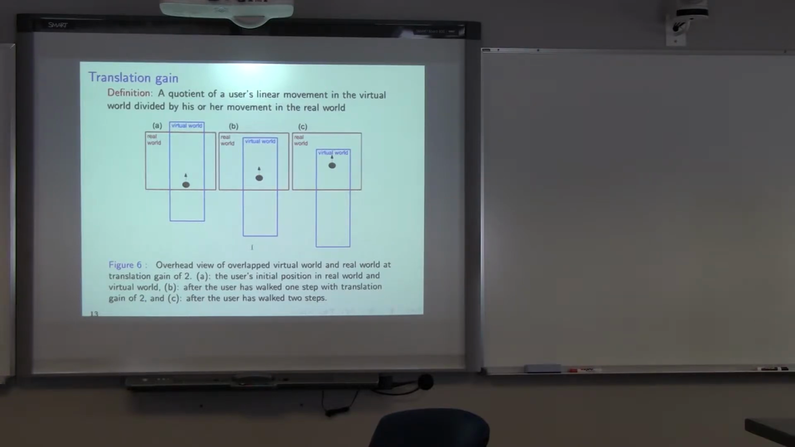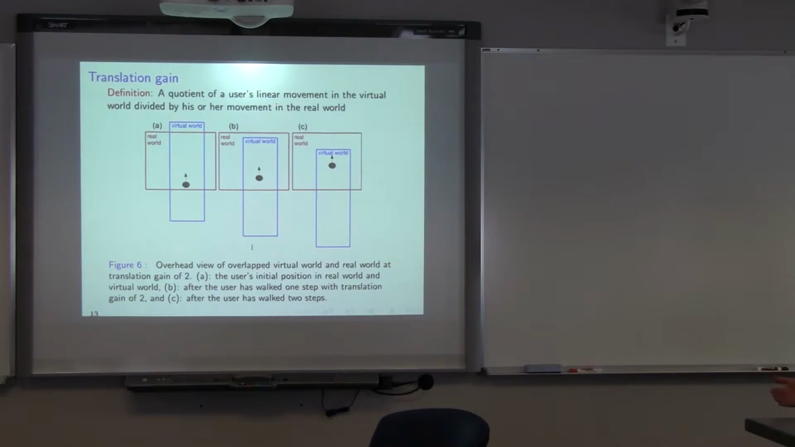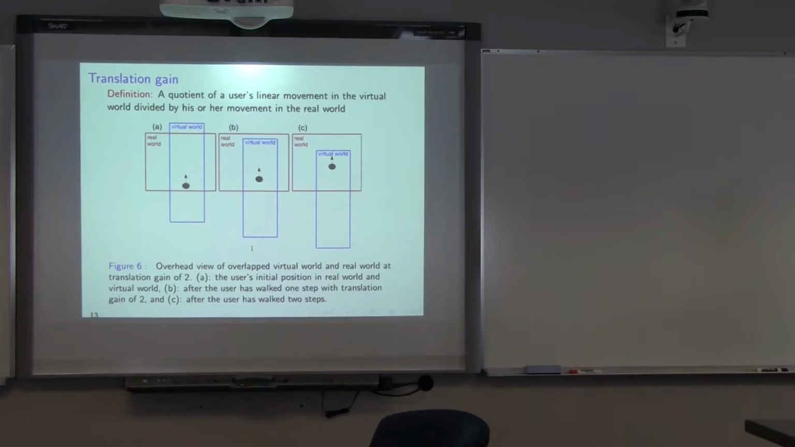So when he started to walk, we can insert a translation gain of 2, which makes him walk twice as fast in the virtual world than in the real world. In figure B, he has walked for a while. In figure C, he is finally approaching the wall of the virtual world. He sees that wall, he stopped. At the time he stopped, we kept him a good distance from the wall of the real world. In this way, we avoid a collision that could happen in the real world.